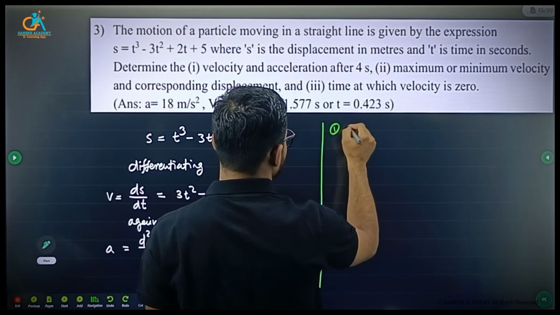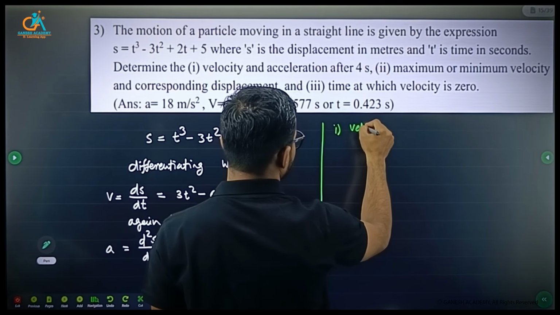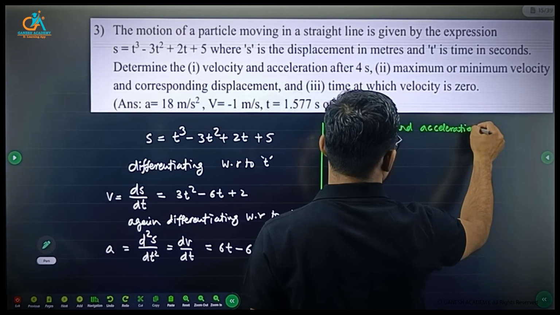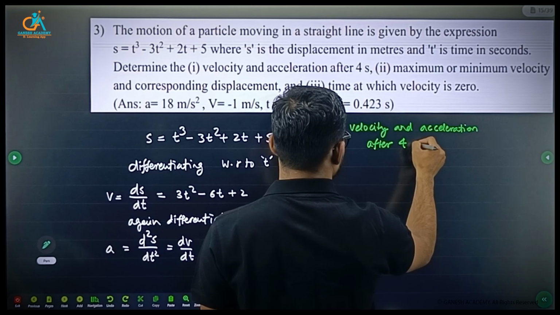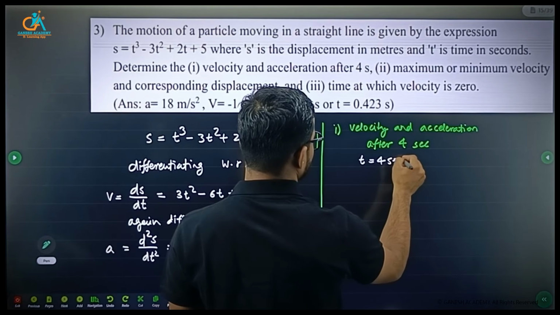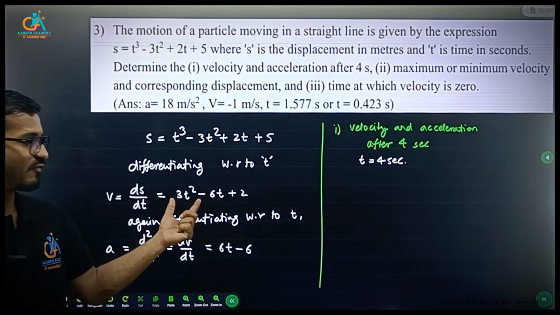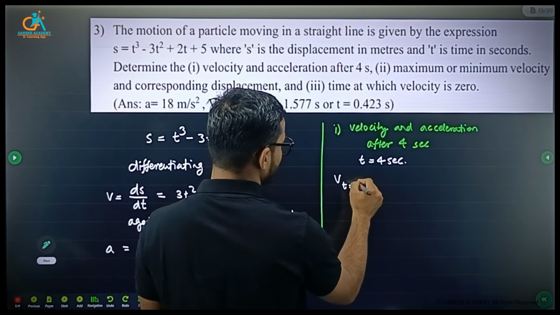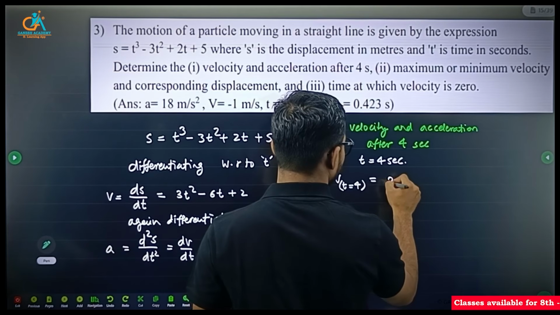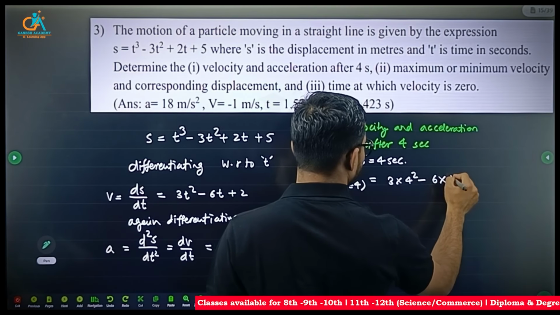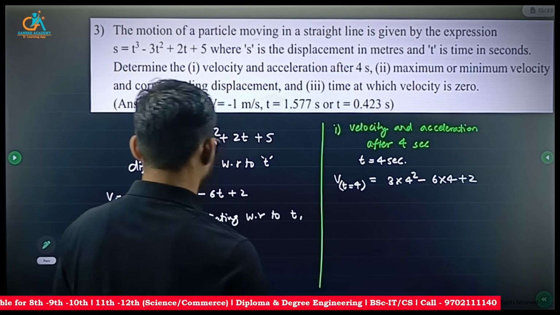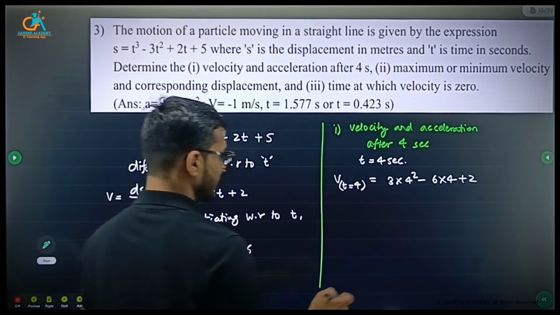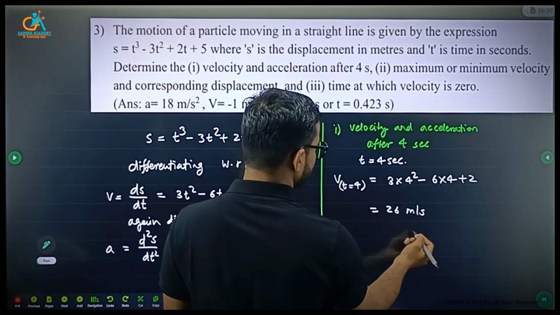Now next, find the velocity and acceleration after 4 seconds. So time is mentioned, just substitute the value of time, 4 seconds, in the velocity function as well as the acceleration function. So velocity at time t is equal to 4 seconds, it is equal to what? 3 into 4 square minus 6 into 4 plus 2. So it is 26 meter per second.